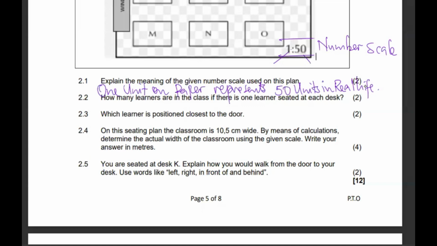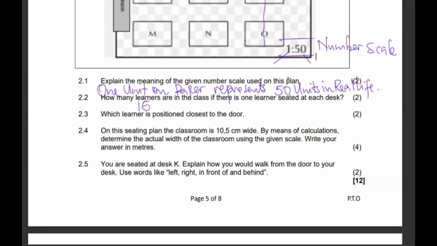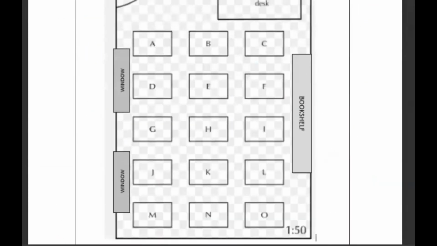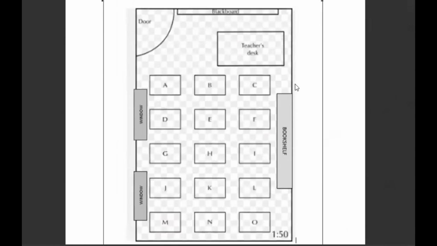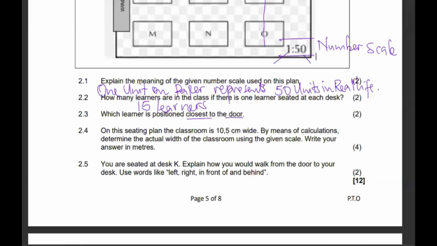How many learners are in the class if there is 1 learner seated at each desk? So we count the number of desks we have. We have 3 and we have 5. So this simply means it's 3 by 5, which gives us 15. So here we shall write, come here and we say 15 learners. Which learner is positioned closest to the door? We come here and we see which learner is closest to the door. This is the door. So the learner closest to the door is learner A. So here we come and we say learner A.